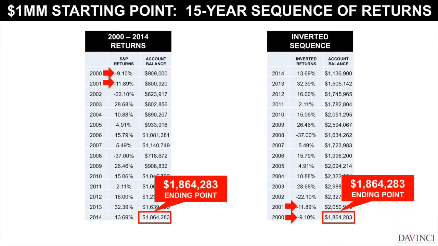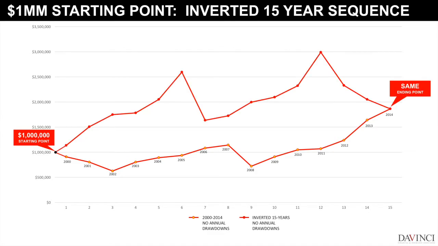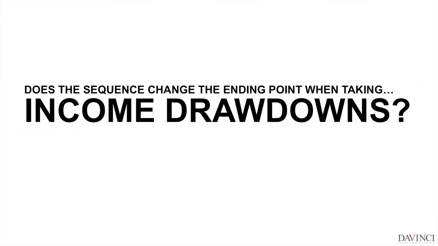So the point is, it doesn't matter which order the returns come in, the average return is going to be the same, which means the end result is going to be the same. Okay, here's the same thing on a graph, a $1 million starting point, and if you invert the sequence of returns, you end up with the same ending point. But we're talking about retirement planning here.